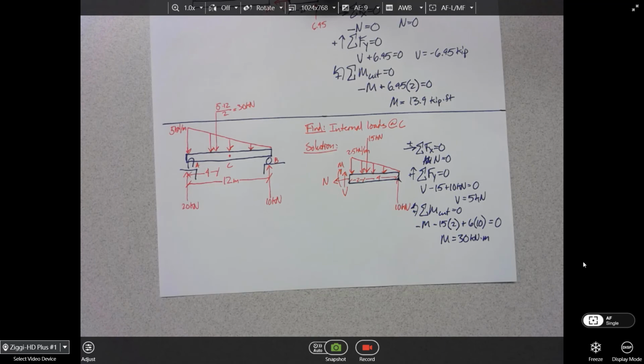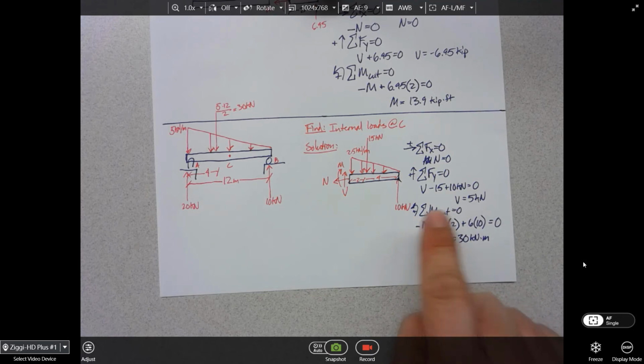So these are the numbers I got. Nothing in the horizontal, so your normal is going to be 0. In the y direction, you're going to have shear: negative 15 kilonewtons, positive 10. So I get that the shear is a positive 5 kilonewtons.